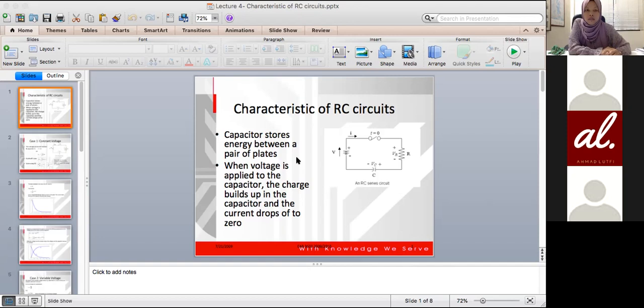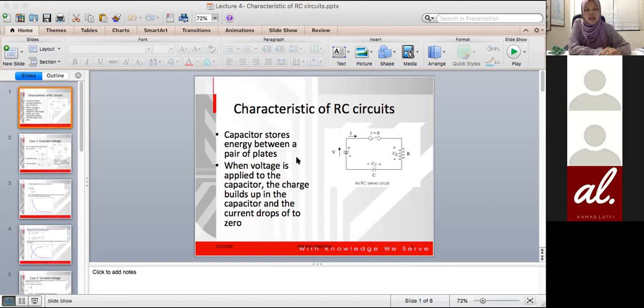V in sama dengan V out. Current flowing in equal to current flowing out. I in sama dengan I out. What about V? Total voltage is equal to zero. Remember that one, okay? Total voltage is equal to 0.